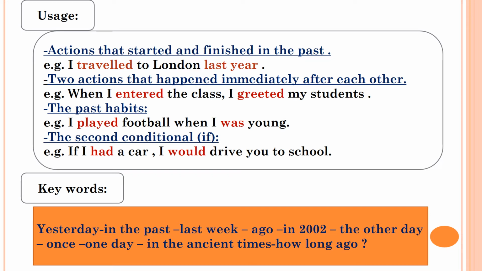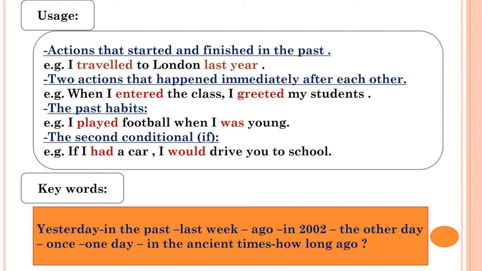When I say, I traveled to London last year, here I finished traveling, so I use traveled. When we talk about two actions that happened immediately after each other, there is no time between the two actions. Such as I say, when I entered the class, I greeted my students. Here I use entered, then I use greeted. There is no time between the two actions.